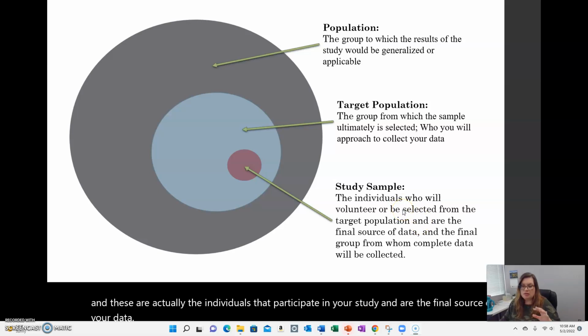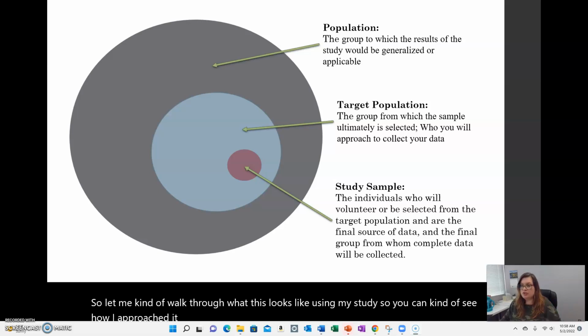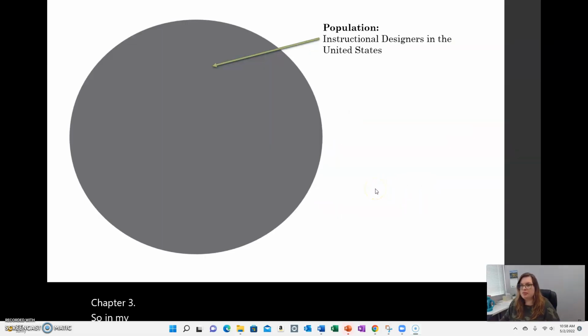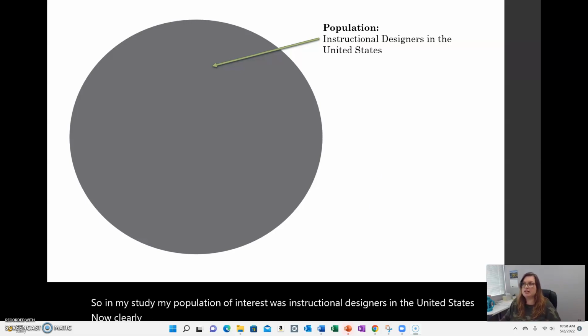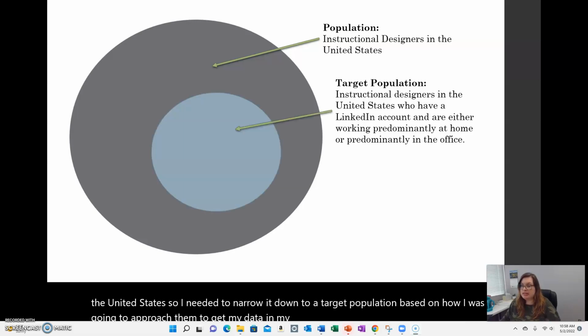Let me walk through what this looks like using my study so you can see how I approached it. In another video shortly, I'll talk about how you write about this in chapter 3. In my study, my population of interest was instructional designers in the United States. Clearly, I can't go and interview or gather surveys from all the instructional designers in the United States. So I needed to narrow it down to a target population based on how I was going to approach them to get my data. In my case, I went through LinkedIn.